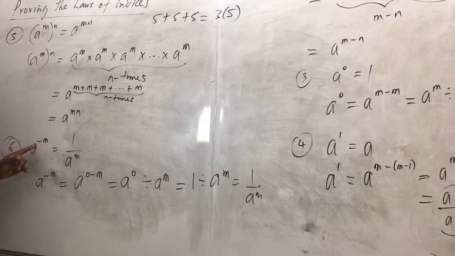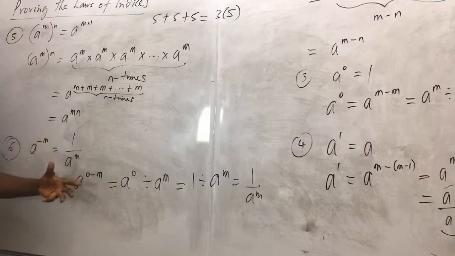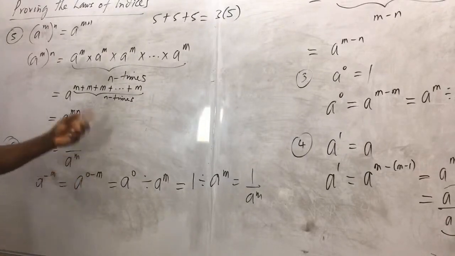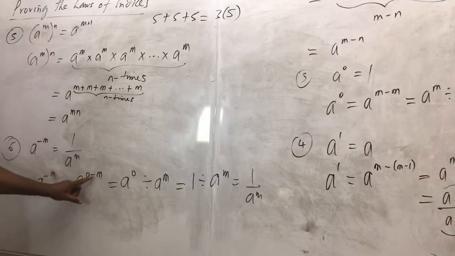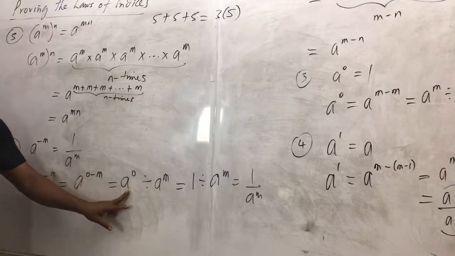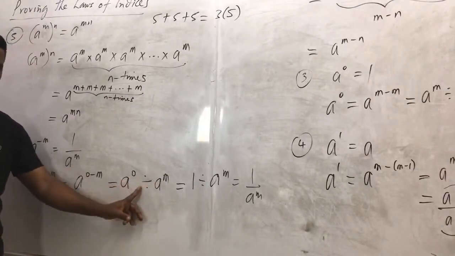If you want to prove law number 6 again, a raised to power minus n is 1 over a raised to power n. That's the law. To prove it, all you have to do is write a raised to power minus n as a raised to power 0 minus n. Of course, 0 minus anything will give you minus that thing. So we've done nothing wrong here. So a raised to power 0 minus n can be expressed in the subtraction law as a raised to power 0 divided by a raised to power n. So that's what I've done here.